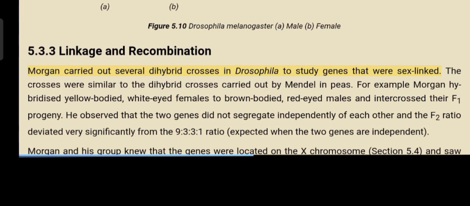5.3.3 Linkage and recombination. Morgan carried out several dihybrid crosses in Drosophila to study genes that were sex-linked. The crosses were similar to the dihybrid crosses carried out by Mendel in peas. For example, Morgan hybridized yellow-bodied, white-eyed females to brown-bodied, red-eyed males and intercrossed their F1 progeny. He observed that the two genes did not segregate independently of each other and the F2 ratio deviated very significantly from the 9:3:3:1 ratio expected when the two genes are independent.